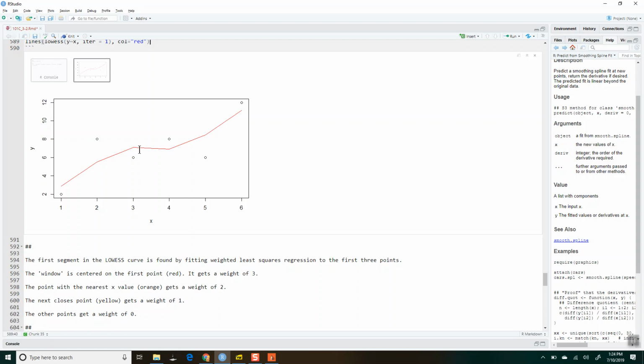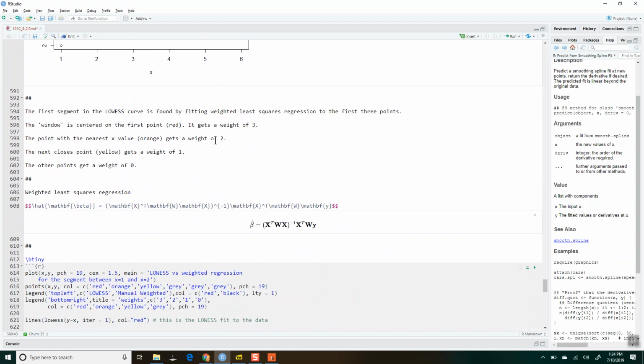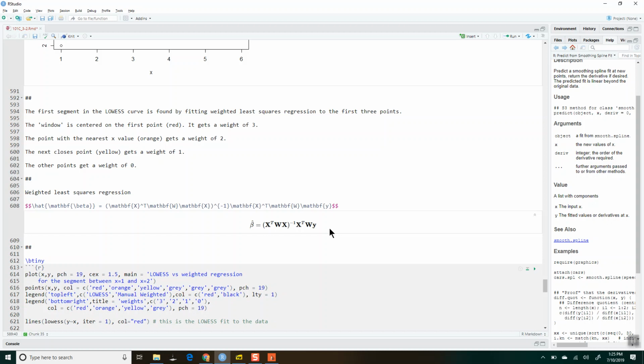So how did we get these segments here? Technically there are 6 segments joined together. Each of these segments is found by doing weighted least squares regression for a window of points. When you do weighted least squares regression, you have a matrix of weights W, and you compute X transpose WX inverse, X transpose WY. The weights say these points are more important than these points.